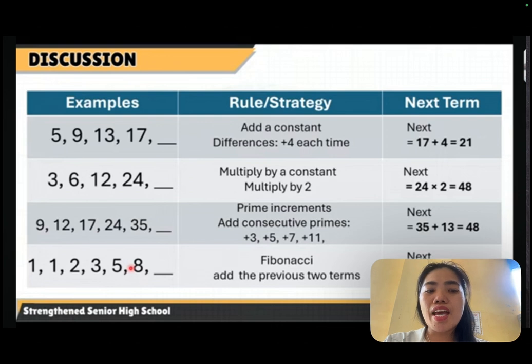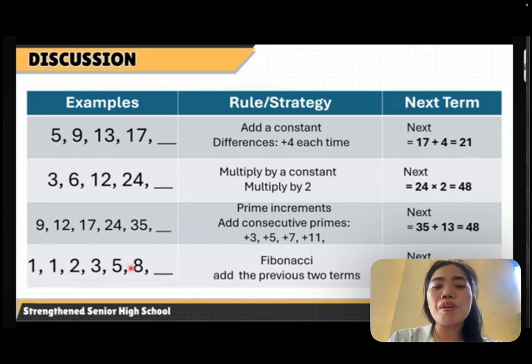Next, the sequence 9, 12, 17, 24, 35. We have a prime increment: add consecutive primes. You add 3, then add 5, add 7, add 11. You get the next term by adding the next prime after 11, which is 13. So the next term is 35 plus 13, which gives you 48.